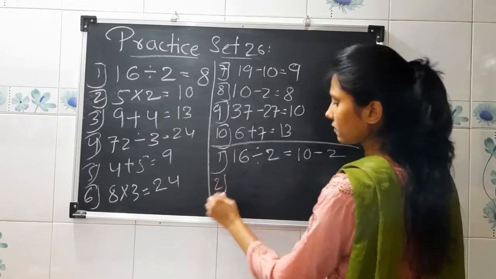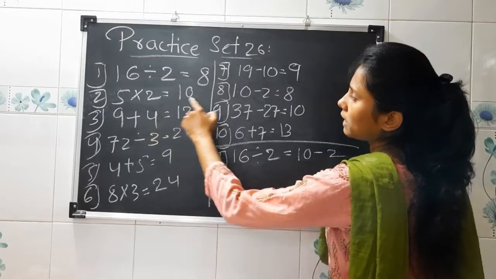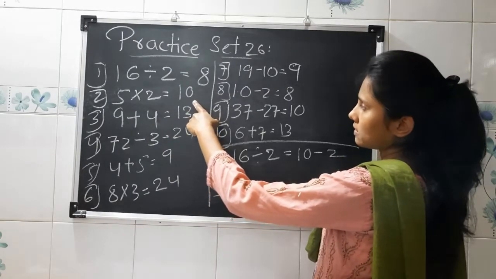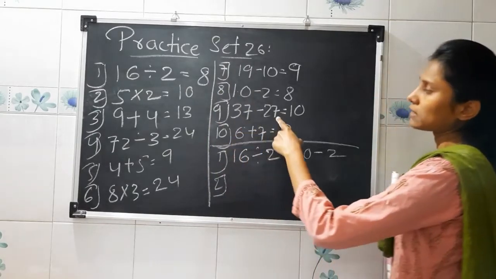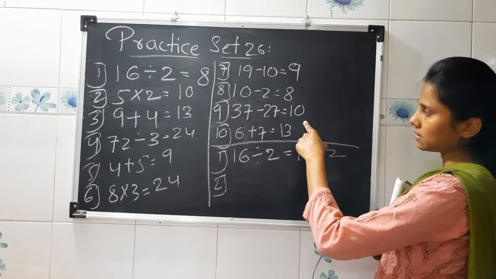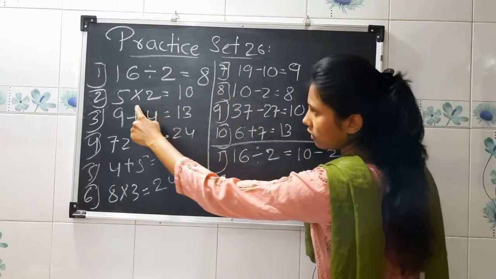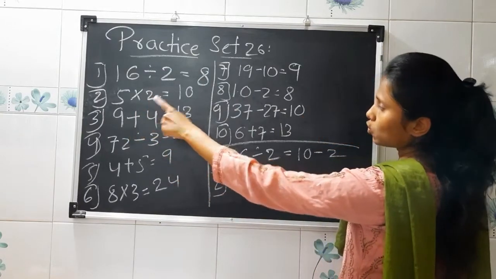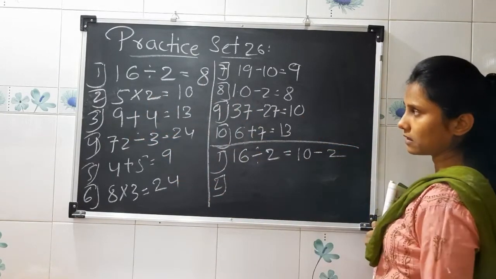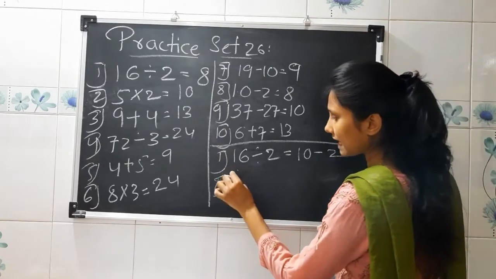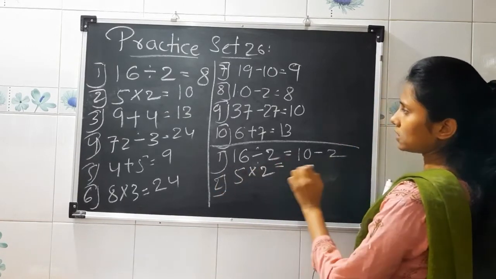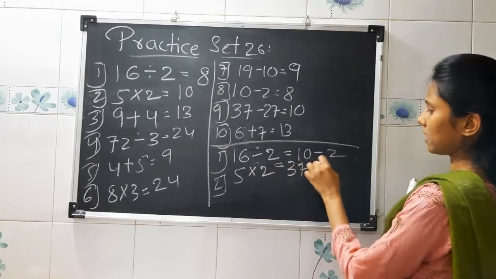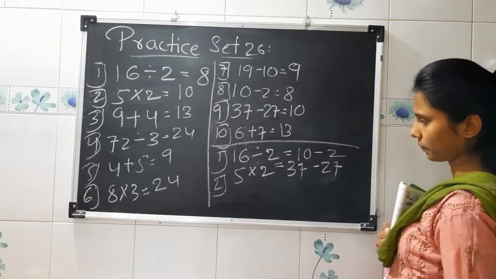Okay. So, our first equation is 16 divided by 2 equal to 10 minus 2. Now, second, 5 multiplied by 2 is 10. We got the answer 10. Similarly, see, 37 minus 27 also gives you the answer 10. So, therefore, 5 multiplied by 2 is equal to 37 minus 27. This is our second equation.